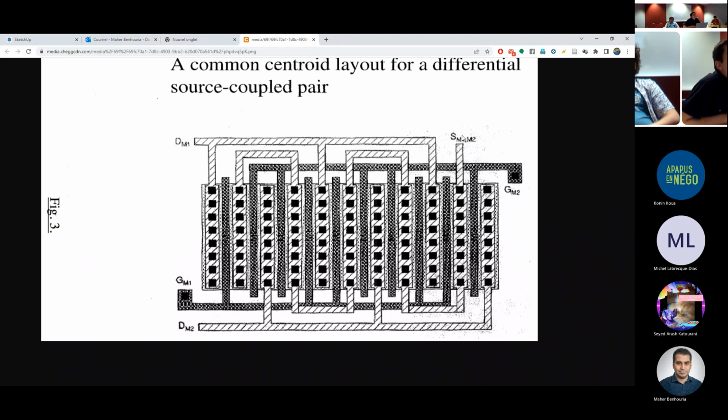S again, yes. D1, D1, S, yes. D2, S, D1. Yes. D1, S, D2. So, okay, what I was talking about, if you take M1 and M2, each one has a drain in the extremity.